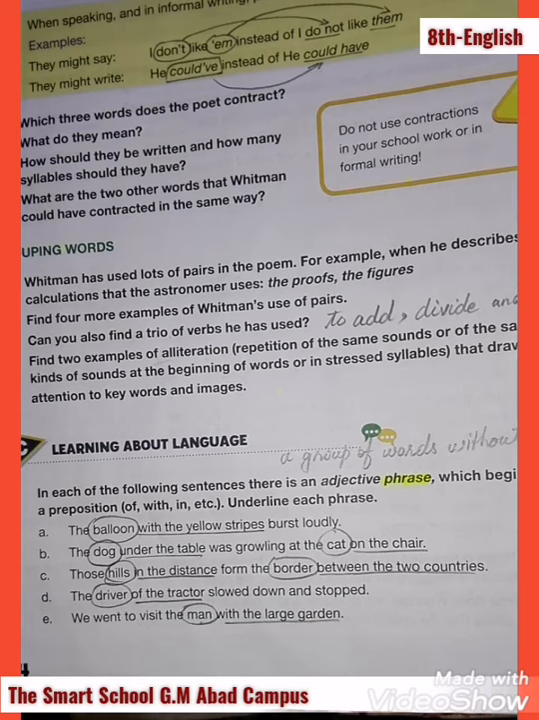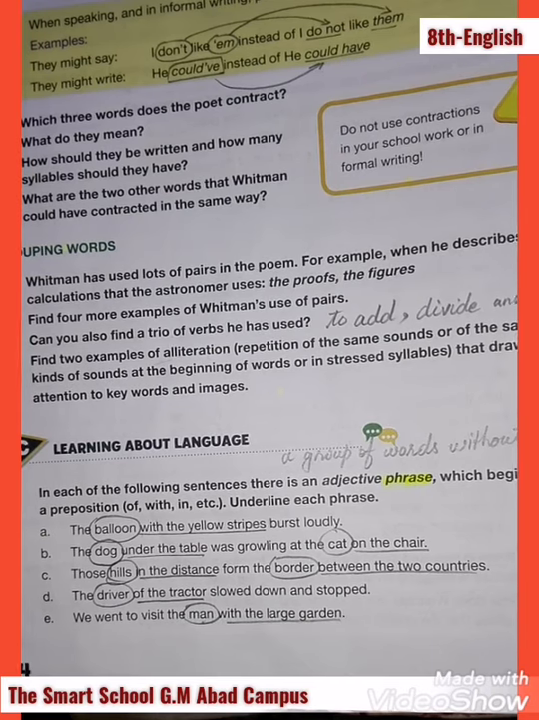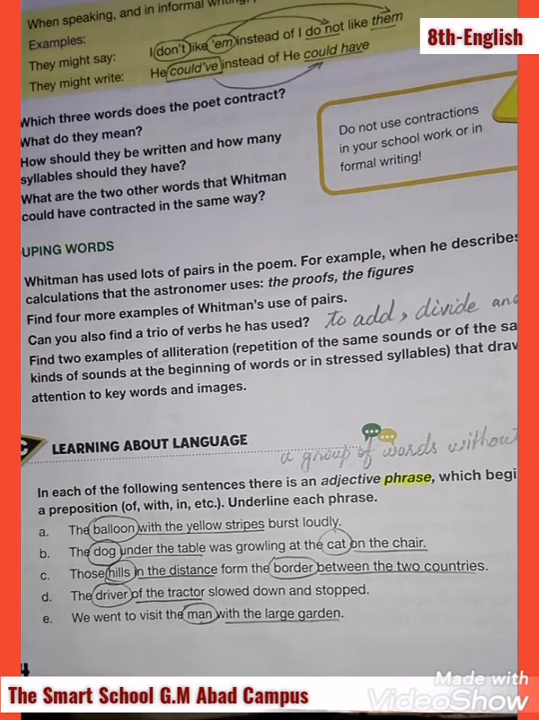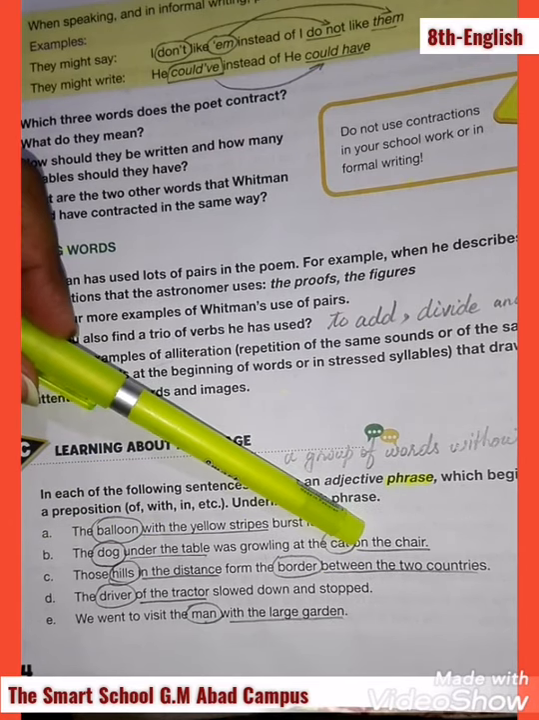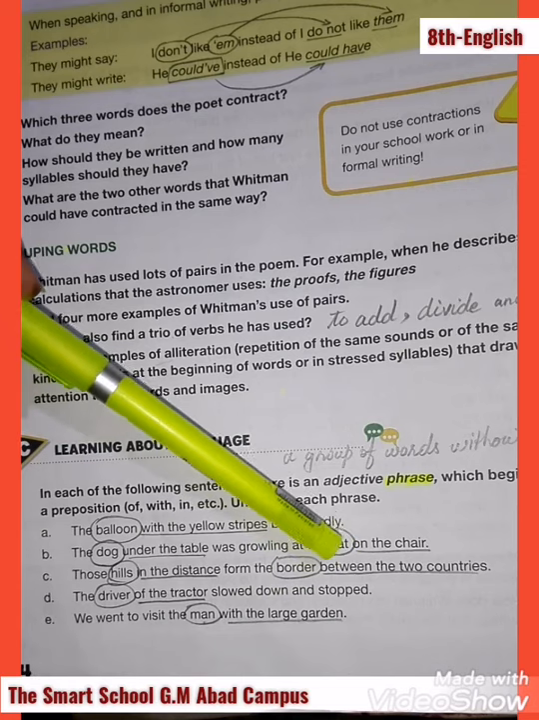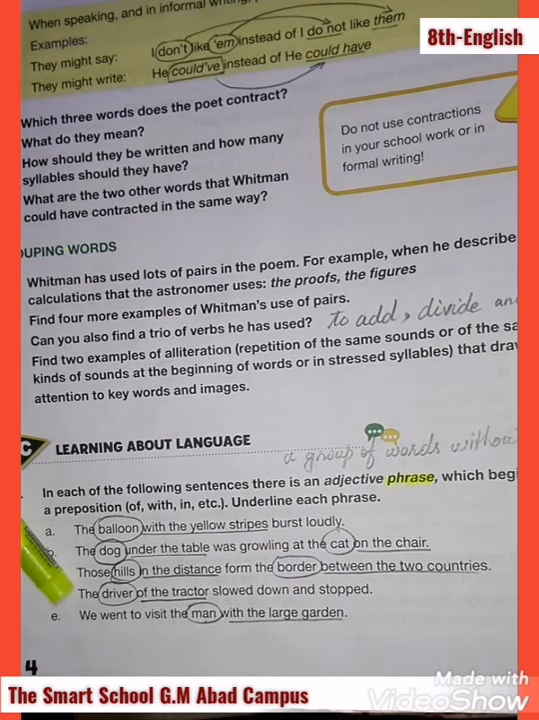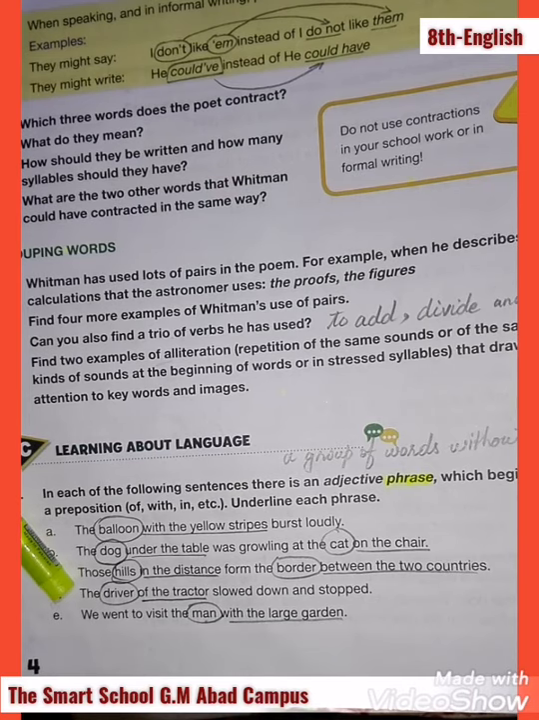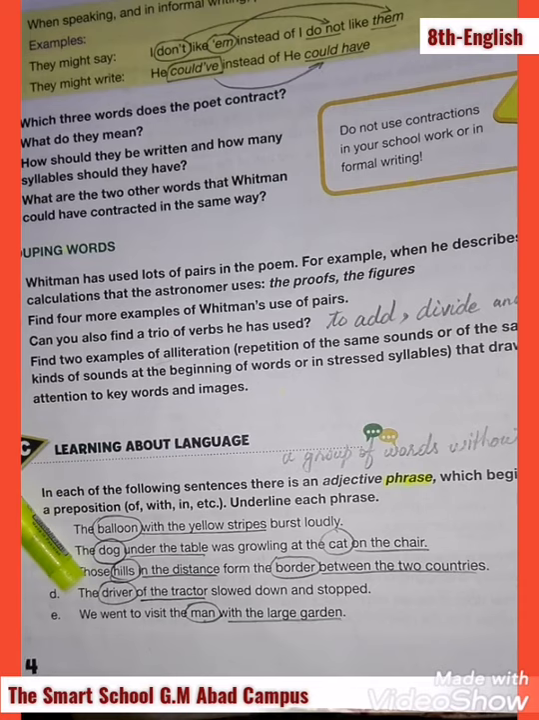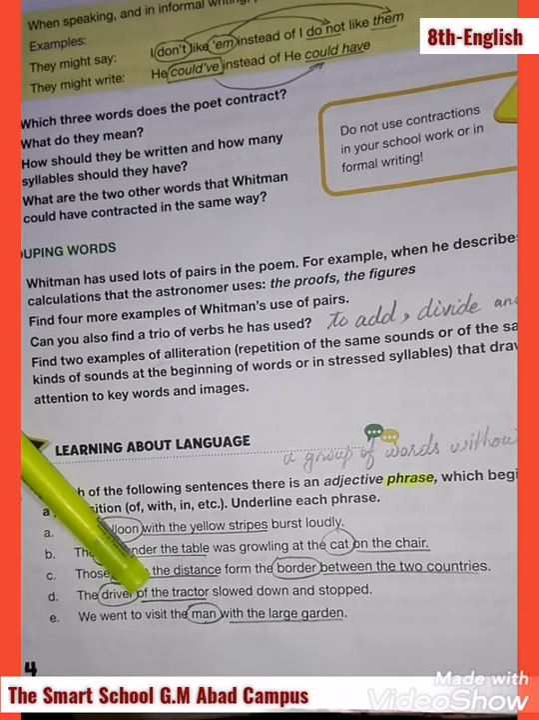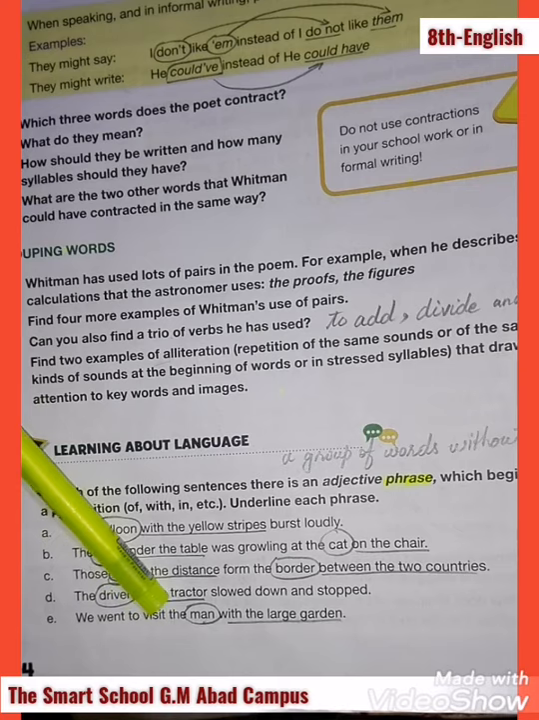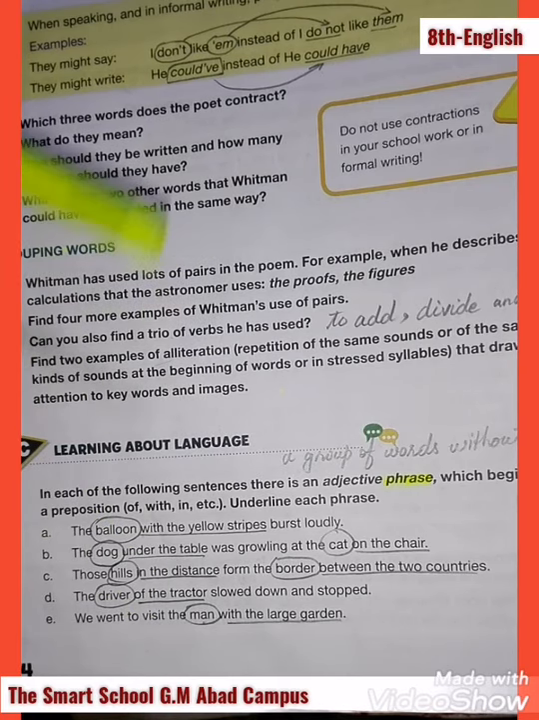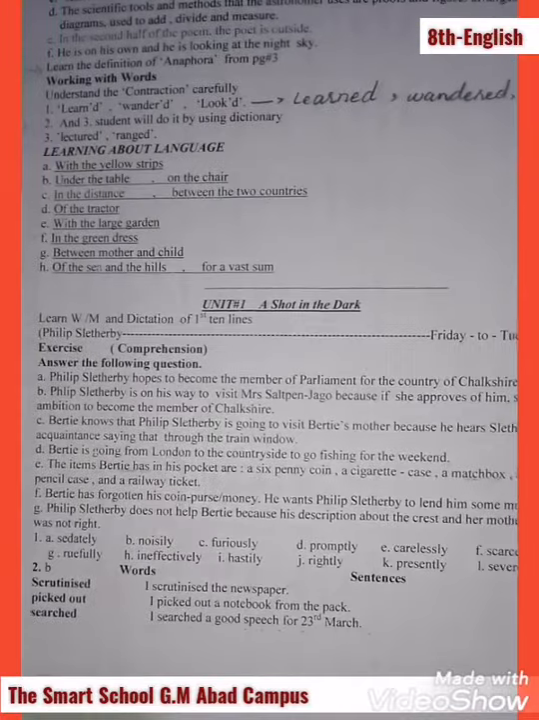ठीक है. So students, you can see that I have taken the phrases that start with a preposition. The first starts with with, and the second phrase starts with the word under, and the next with on, ठीक है. In, between, these words are prepositions. ठीक है, the driver of the tractor. Driver is a noun and the adjective phrase of the noun is of the tractor. The adjective phrase also starts here with the preposition of. We went to visit the man. Man is the noun. Which man? We went to visit the man with the large garden. This is the adjective phrase of the noun.